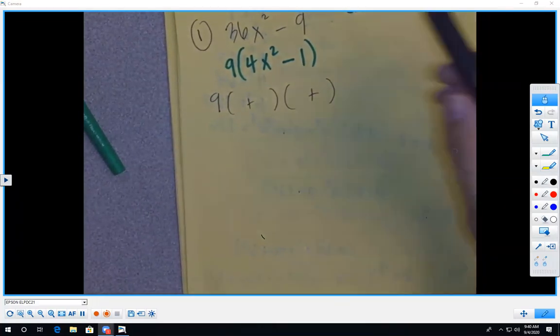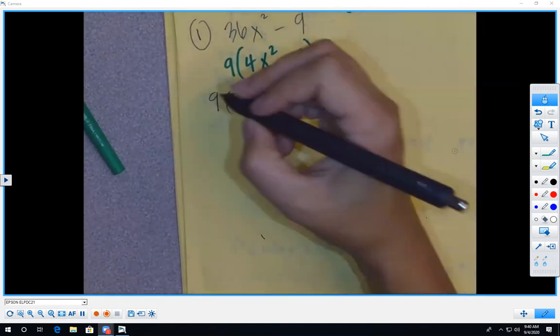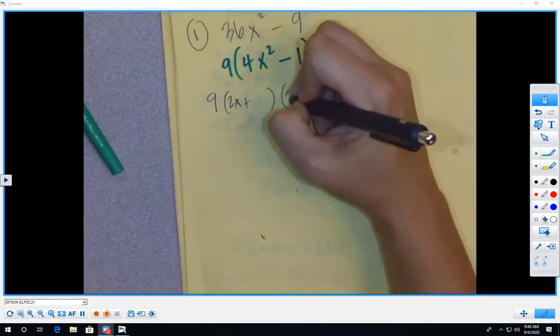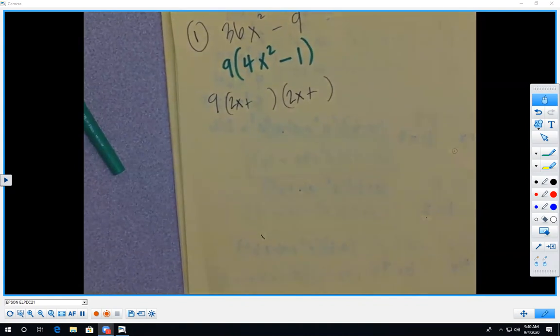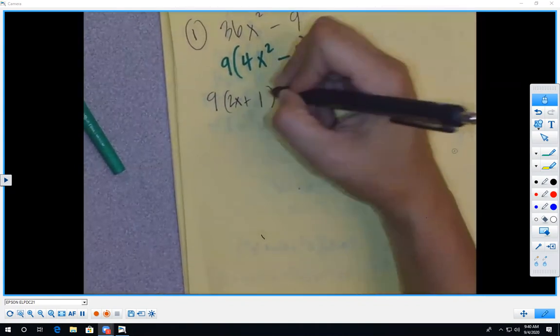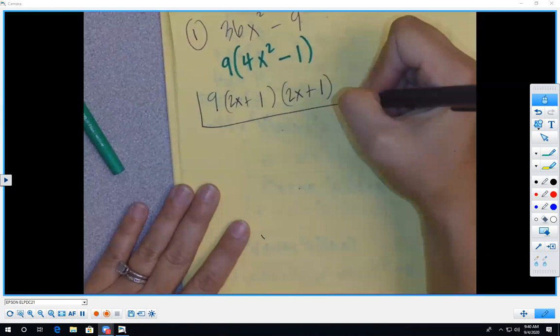And then how do I get the stuff inside? Square root everything. What's the square root of 4x squared? 2x. That goes at the beginning of the parentheses. What's the square root of 1? 1. And that's the correct answer.